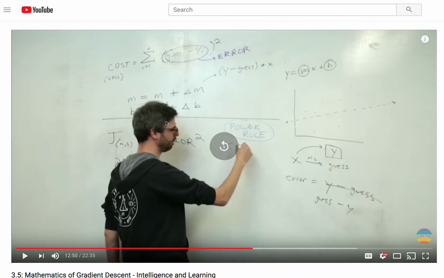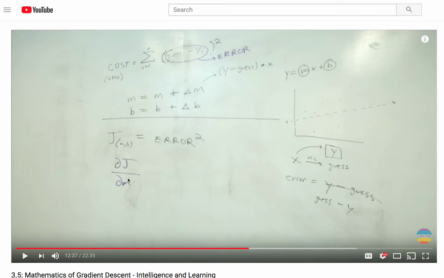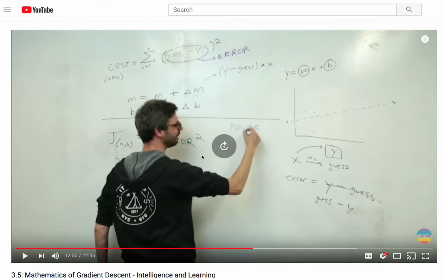And then later we're going to do the same process and take the partial derivative with respect to b, the second variable. And that's going to give us this value here, which will tell us, do we want to change b by a positive value or a negative value in order to minimize the cost?